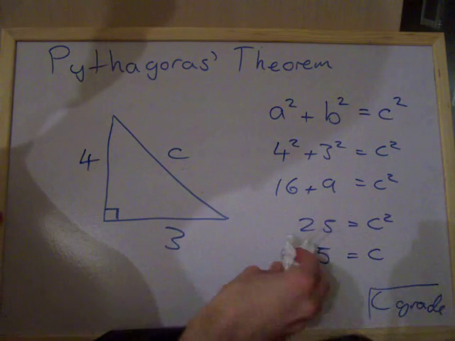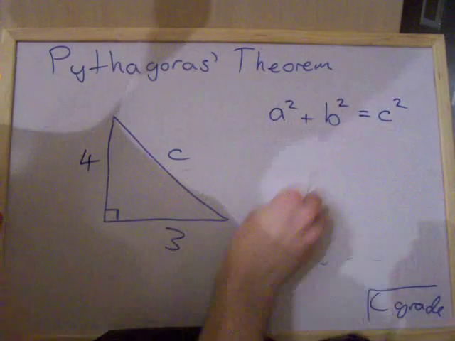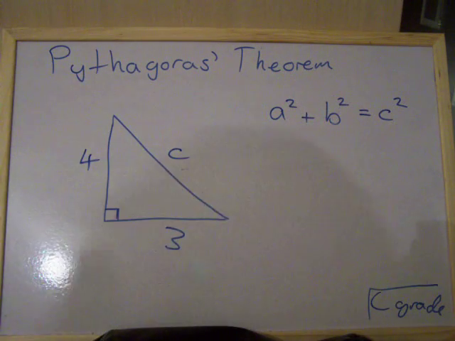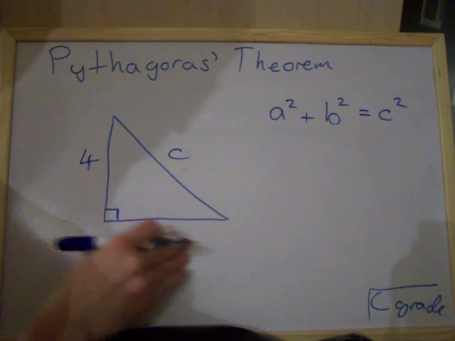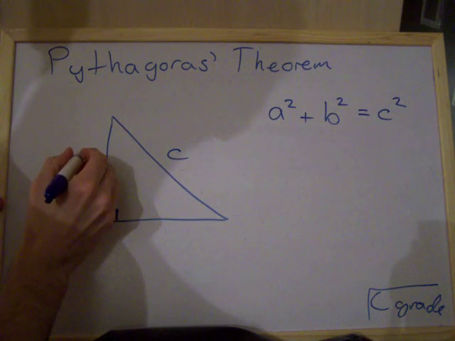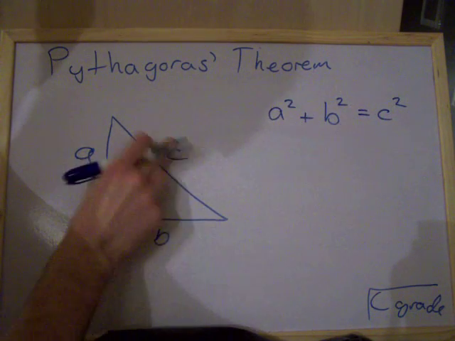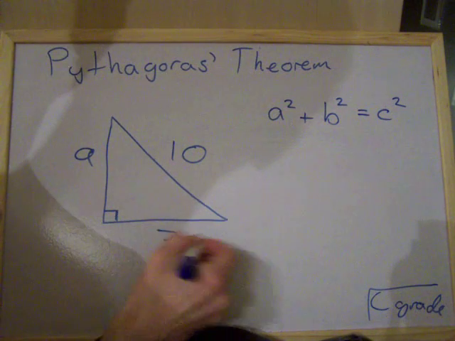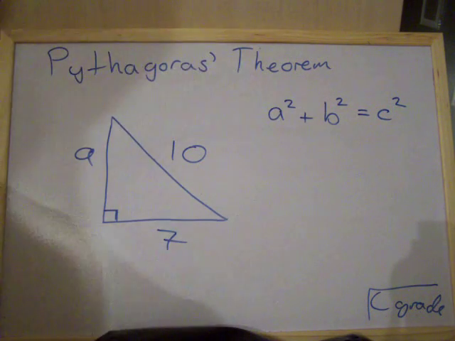Right, what if you're not finding the hypotenuse? Well, you'll need a little bit of rearrangement at various different stages. How much time are we on? 4 minutes 20, right, we'll be fairly quick then. A, B, let's say C is 10, let's say B is 7, and we're trying to find A.